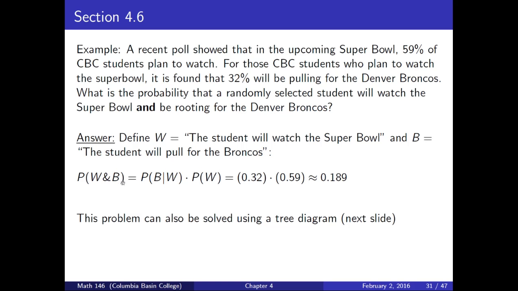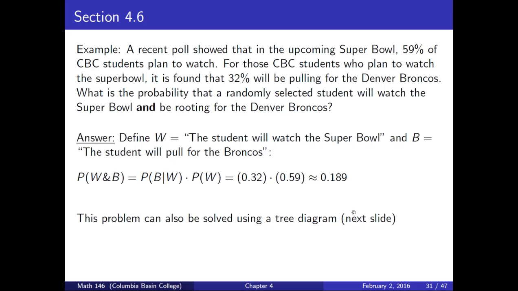What I'm really looking for here is the probability that they're watching and rooting for the Broncos. Based on my formula, I should be able to calculate that by taking the probability of B given W times the probability of W. The probability of rooting for the Broncos given that they watch is 32%, which comes from our problem. The probability that they're going to watch overall is 59%, and that comes out to 0.189. Now, you're welcome to memorize this formula if you'd like. I typically don't. I typically solve these using a tree diagram.